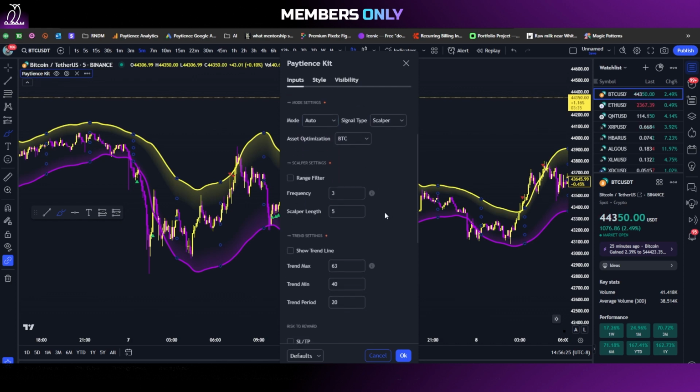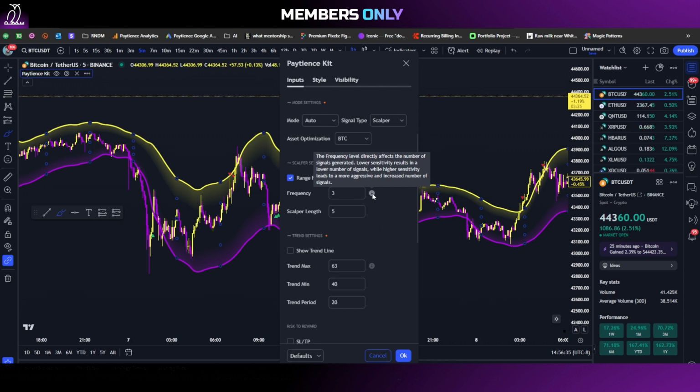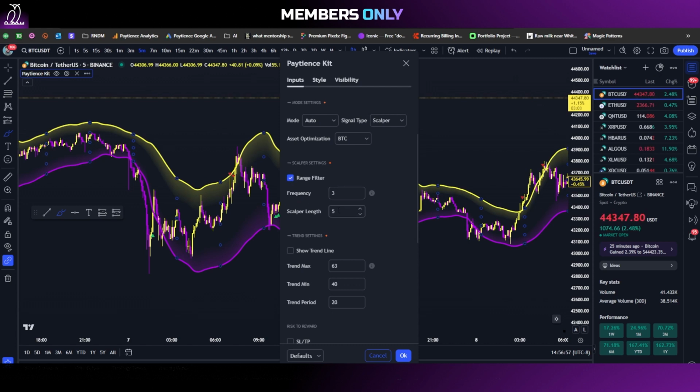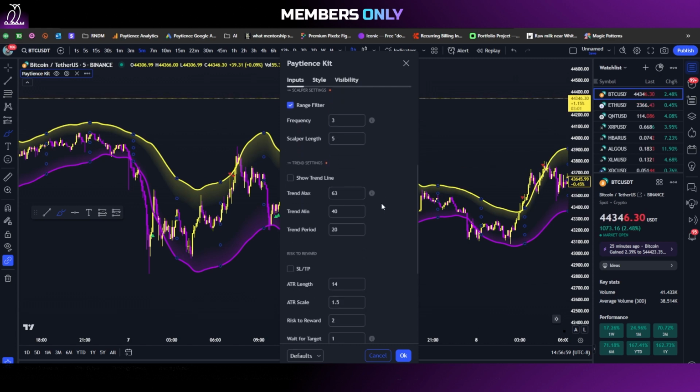Now, we're also going to go into the scalper settings. If you want to put on the range filter, this is going to help you filter out some trades. Essentially the frequency level directly affects the number of signals generated. Lower sensitivity results in a lower number of signals, while higher sensitivity leads to more aggressive signals. So for me, I'm going to put the range filter on, and we're going to put it on 3 and 5, okay?